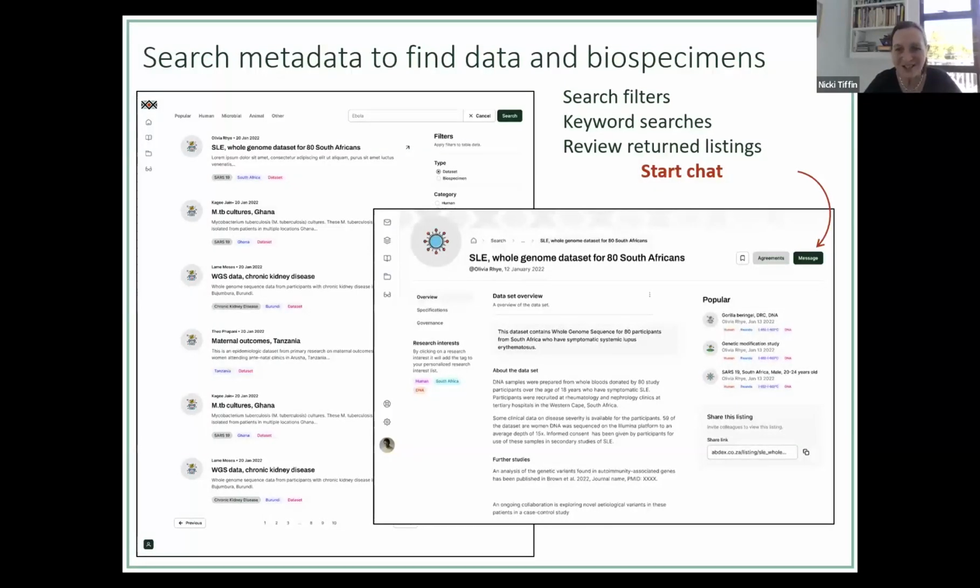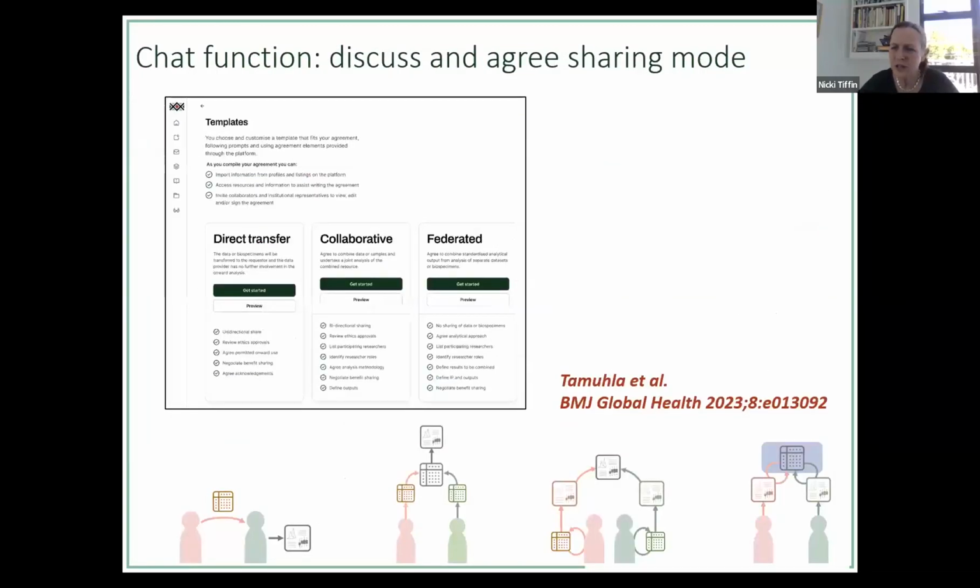and they can come to their own terms and conditions. We're also trying to encourage different ways of sharing instead of just, I've got something, I give it to you, and that's the end of the story. We're also looking at collaborative research. Let's work on this together. Let's combine our data or our biospecimens, and also federated analysis.